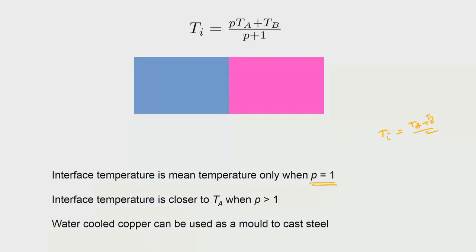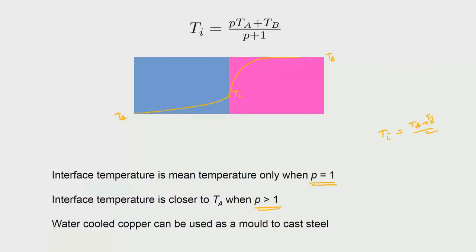But if P is not equal to 1, then we have something different. What is happening is that if, for example, P is greater than 1, it implies that Ti would be actually weighed in favor of Ta and it will be closer to Ta. Now, what implies is that, so you have got Ti, Ta, Tb, you see that it will be closer. Okay. And that is the situation when P is greater than 1. Okay. So, heat diffusivity will then dictate whether or not the interface temperature is within some limits or not.